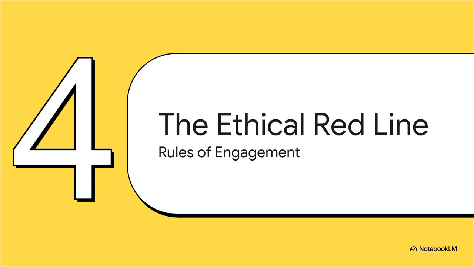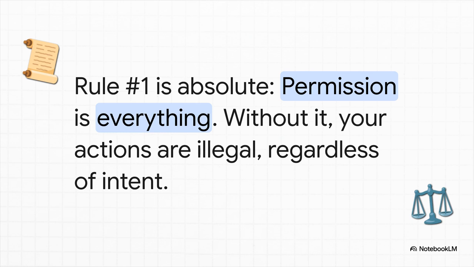Okay, so with all this talk of power, we have to pivot to maybe the most important part of this whole thing. The strict, non-negotiable rules of engagement. This is the ethical red line that separates a security professional from a criminal. Which brings us to the number one rule. It is so simple and it is so absolute. Permission is everything. Without explicit written permission to test a system, you are not an ethical hacker. You are breaking the law. There is absolutely no gray area here.